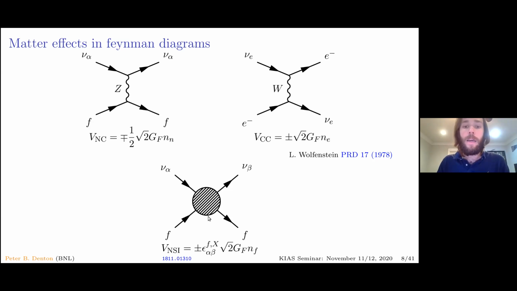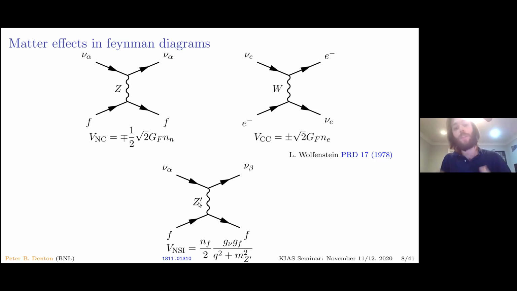And NSI looks like, in some vague sense, this EFT diagram where some flavor comes in and maybe a different flavor comes out and something happens in between. In general, we think that there's probably some kind of Z prime, and for oscillations, the mass of the Z prime doesn't matter, but for scattering and other constraints, it does. Okay.